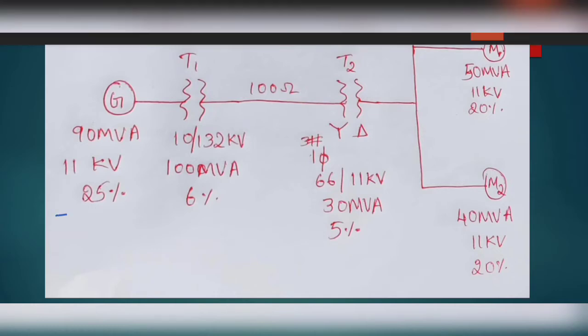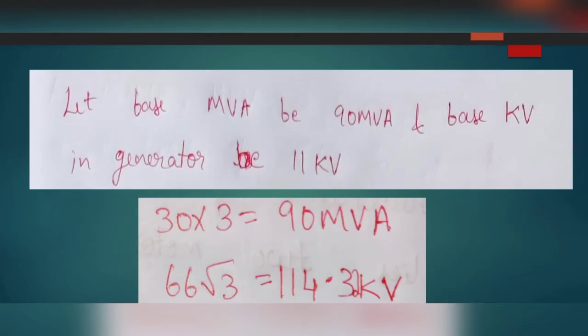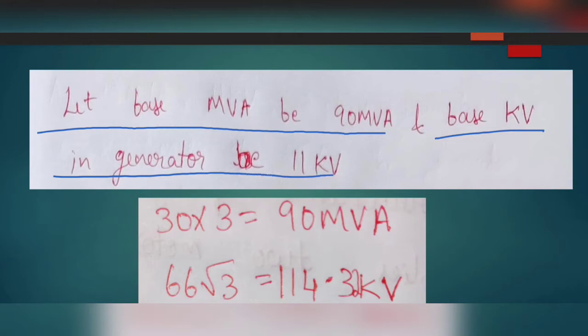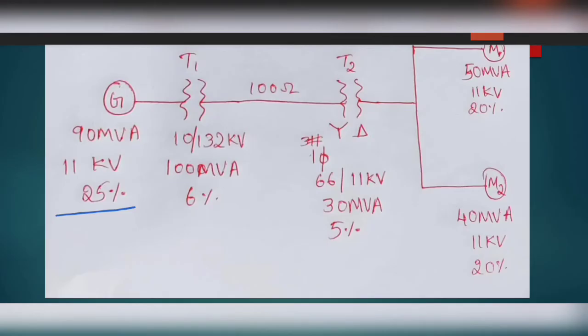Here let us choose the generator value as the base value. So let base MVA be 90 MVA and base kilovolt in generator be 11 kilovolt. Here for the three single phase transformers, the rating is 30 MVA, 5% and 66/11 kilovolt. This is star delta connection, so we need to multiply the star connection by root 3.